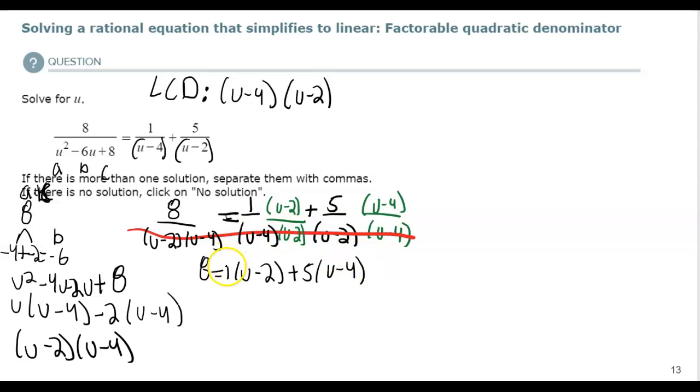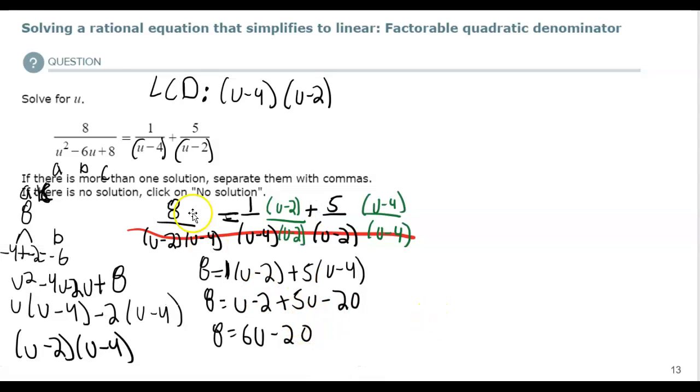Okay, I think I want you guys to pause, solve the rest of this on your own, including your excluded values. I will show my work, but I want you guys to try it on your own first. I just distribute the 1, distribute the 5, and then I combine like terms. So minus 22. Oh no.